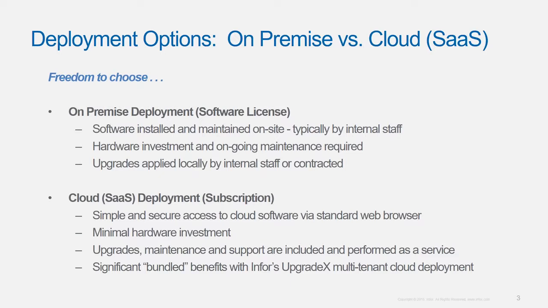The hardware investment and ongoing maintenance is required in that case because it is on site and it has to be housed on the internal hardware. And upgrades will be applied locally by internal staff or contracted. And this is kind of a differentiating point between the two, because an upgrade for an on-premise deployment typically relies on availability of resource or competing projects or things of that sort. So your upgrades may not happen as frequently as they might with a cloud deployment. We'll talk about that in a second.